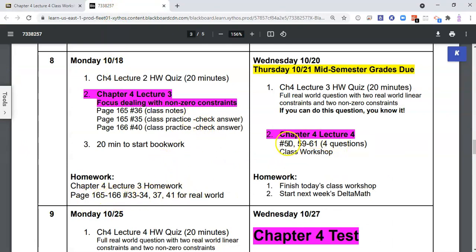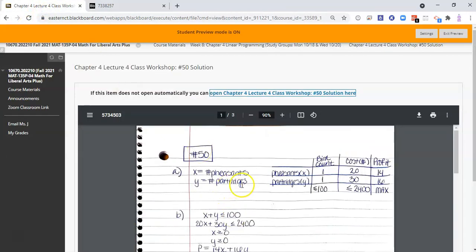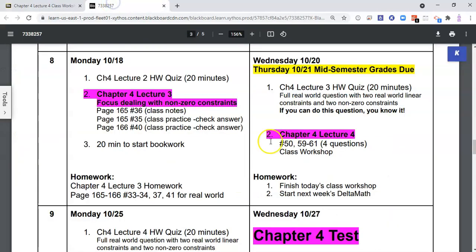167? So for example, on number 50, go read number 50 on page 166 or 167. It should be talking about pheasants and partridges, and then you'll know you're looking in the right spot. So our lineup is 50, 59, 60, 61.